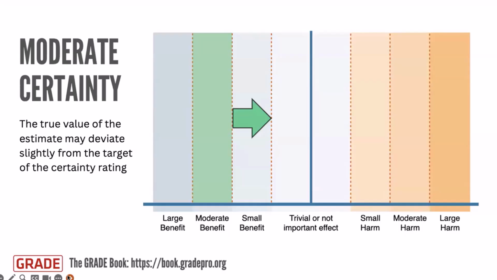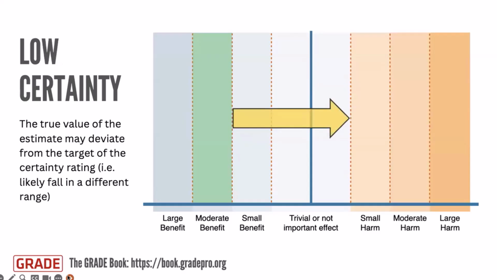But remember that certainty was the confidence that the true value is in a specific range. So moderate certainty means we are not sure it's in that specific range, and it may be in the one just beside. In the same way, with low certainty evidence, the true value might deviate from the target of the certainty rating. So for example, it may fall into a different range. In this case, in the figure, from moderate benefit, small benefit, or maybe trivial, no effect.